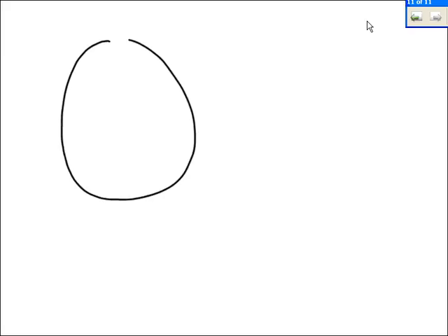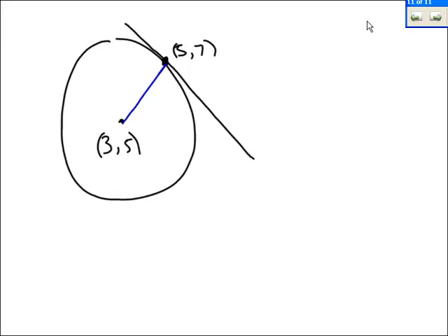All right. Now, suppose you have a circle and its center is (3, 5). And over here you have a tangent line, and this point is (5, 7). This point right here is (5, 7). What is the slope of the tangent line? Well, I'd find the slope of this line. And remember, it meets at a right angle. Let's find the slope of the blue line.